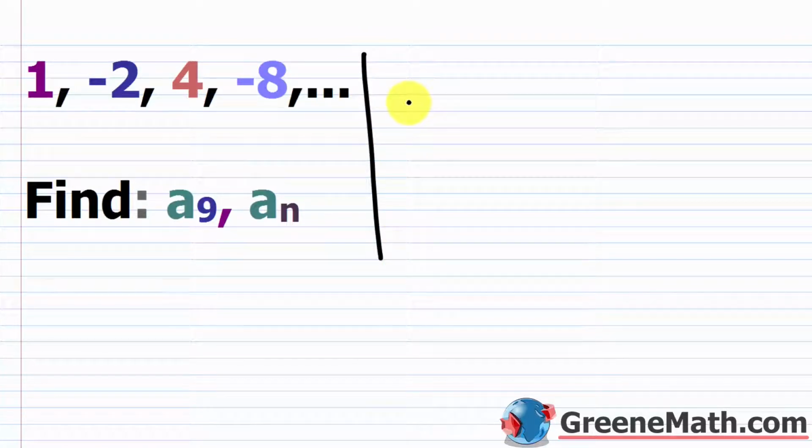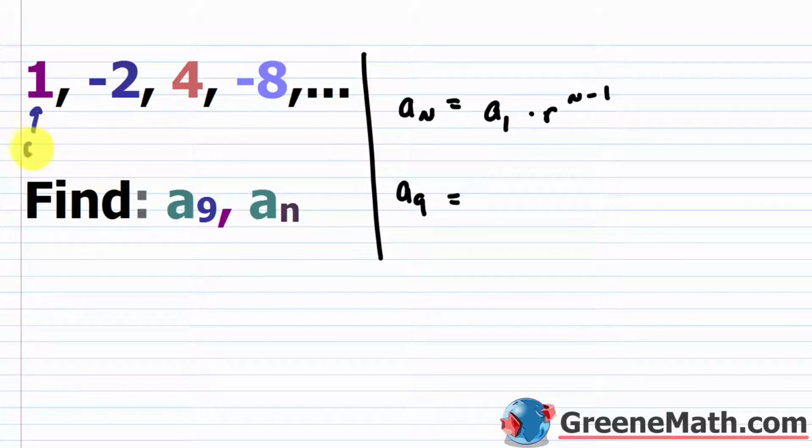So we have a sub n is equal to a sub 1, and then we multiply this by r raised to the power of n minus 1. Okay, so let's start with a sub 9. We have a sub 9 is equal to... And we know that a sub 1 is the first term from the sequence, right? This is a sub 1, this is a sub 2, and so on. Let me write this in. So this is a sub 3 and this is a sub 4. Well, we know that a sub 1 is 1.